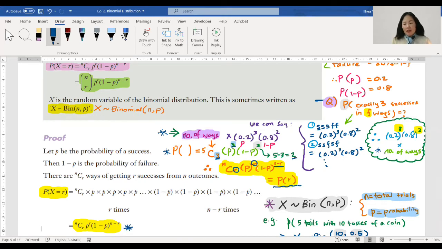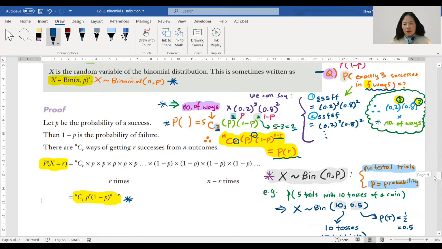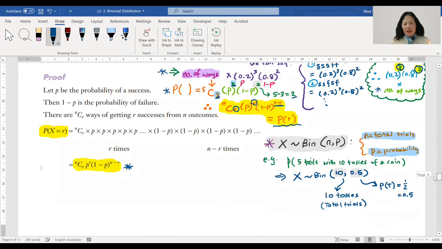Okay, so nCr will give us the number of ways of getting success. When you add the two powers together, 3 and 2, that's the total trial number. And what does that mean here? X in binomial, N and P. I'll just give you an example on that. Say N is the total number of trials, and P here is the probability.